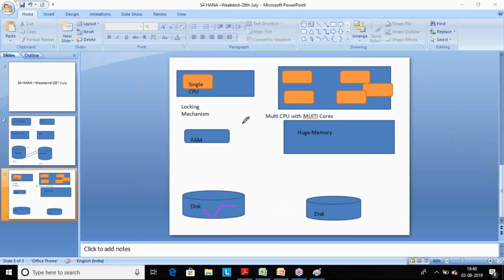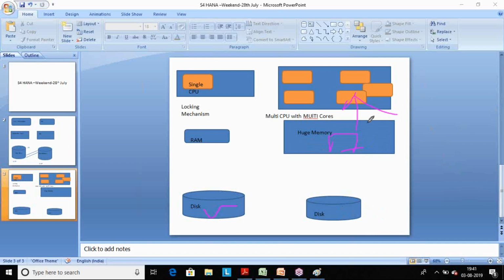One is your in-memory technology, which works with multiprocessing. In-memory technology means that instead of storing the data in the traditional hard disk, we store the data in the RAM, and we know RAM is always connected with the CPU, so the processing will be faster. That is the concept of in-memory. That means in RAM we are going to store the data permanently.